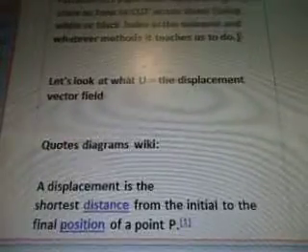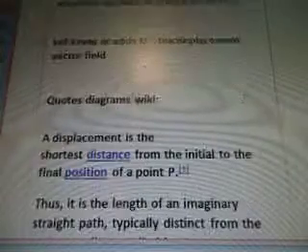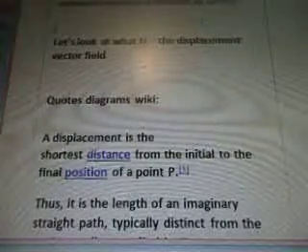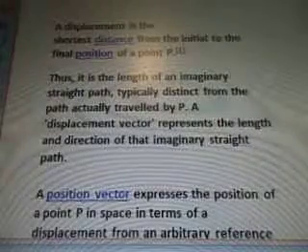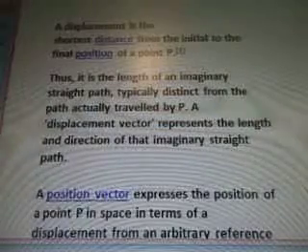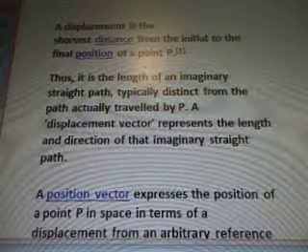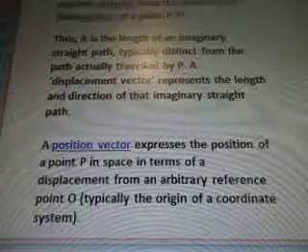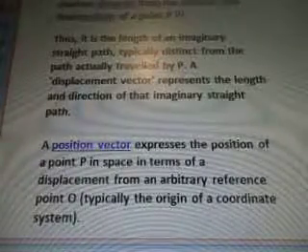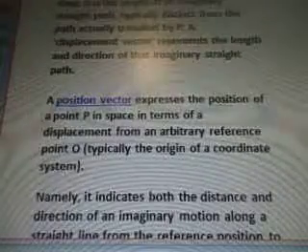Let's look at what U equals, the displacement vector field. Quotes and diagrams are from Wiki. A displacement is the shortest distance from the initial to the final position of a point P. Thus it is the length of an imaginary straight path, typically distinct from the path actually traveled by P. A displacement vector represents the length and direction of that imaginary straight path.